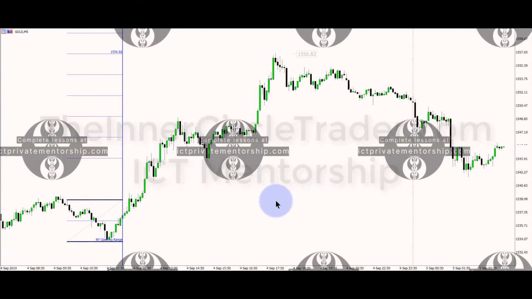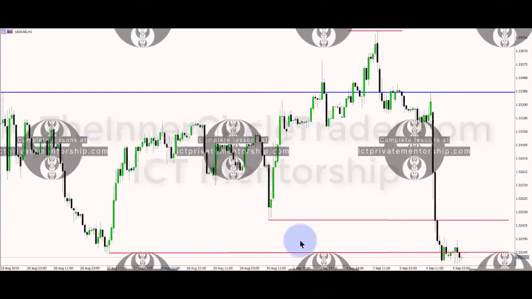It's how you use it to unlock where the interbank deviations are for our intraday volatility. And the last bit of business here is the dollar CAD.